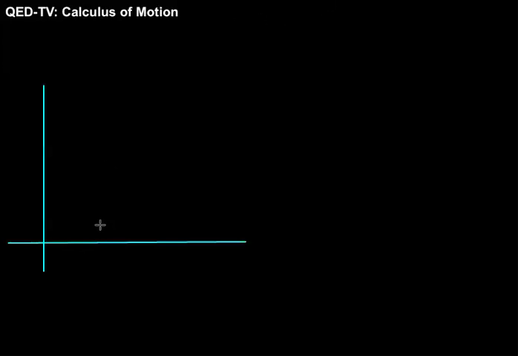Okay, we'd like to show you the calculus of a motion graph. If you watched the last video on calculus review, hopefully this will make sense. Let's say we have a displacement time graph. So we have displacement here and we have time here. And we have a car that's accelerating on this.